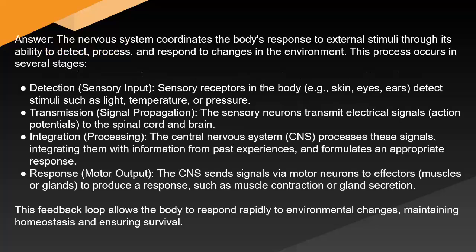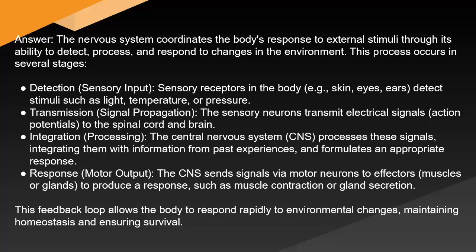Explain how the nervous system coordinates the body's response to external stimuli. Answer: the nervous system coordinates the body's response to external stimuli through its ability to detect, process, and respond to changes in the environment. This process occurs in several stages. Detection, sensory input: sensory receptors in the body, such as skin, eyes, and ears, detect stimuli such as light, temperature, or pressure. Transmission, signal propagation: the sensory neurons transmit electrical signals, action potentials, to the spinal cord and brain.